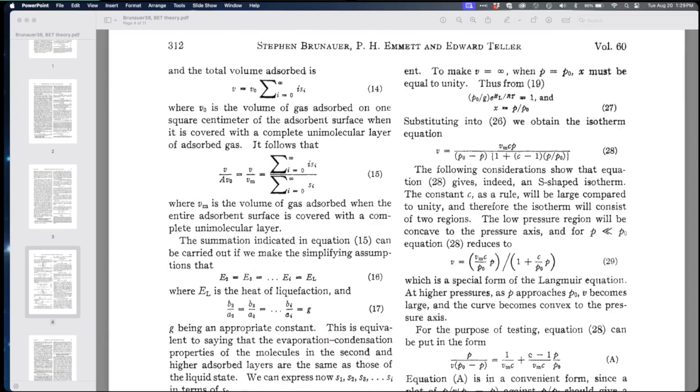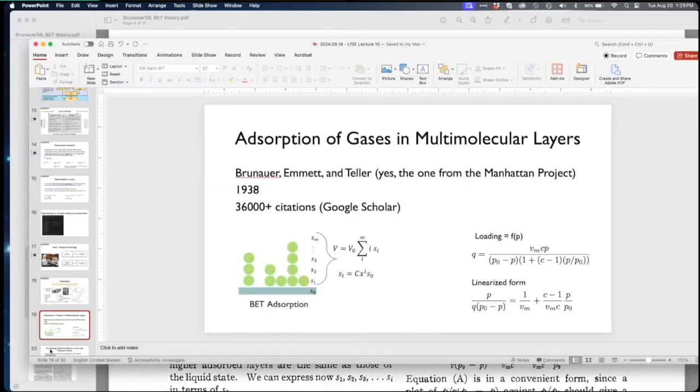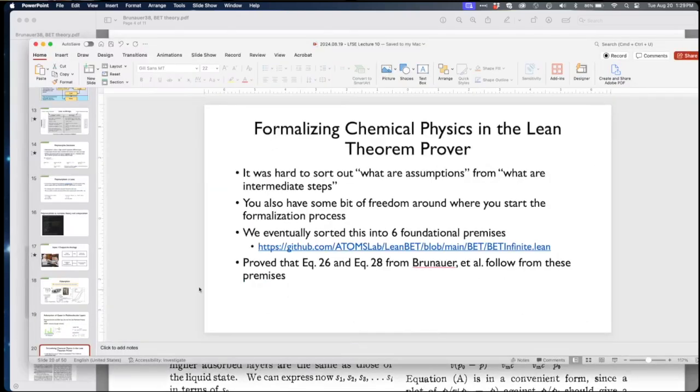We did this in our paper. You can read it in Digital Discovery. It's also out on the arXiv. But bottom line, the lessons learned from all of that, and I'll show you the code in a minute, is it was hard to sort out what are the assumptions from what are the intermediate steps. And how do you state the assumptions? That's just kind of tricky. Are we doing it correctly?